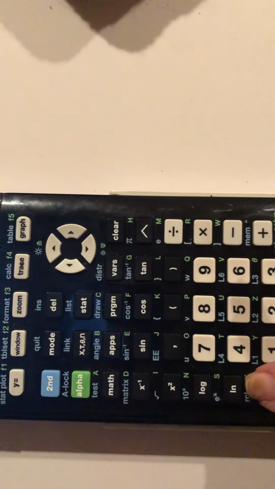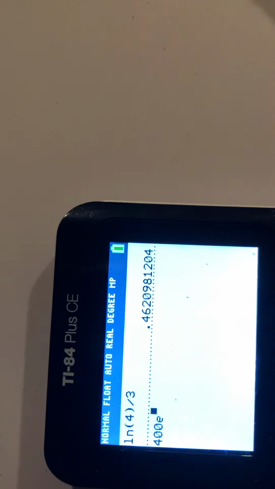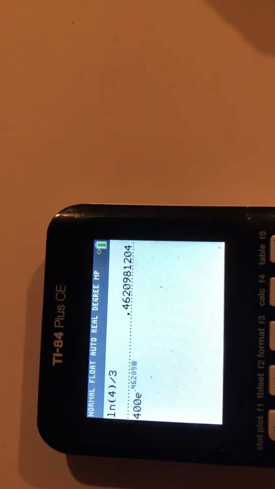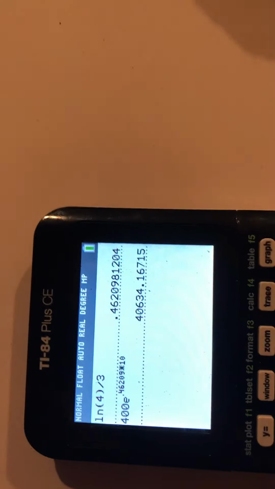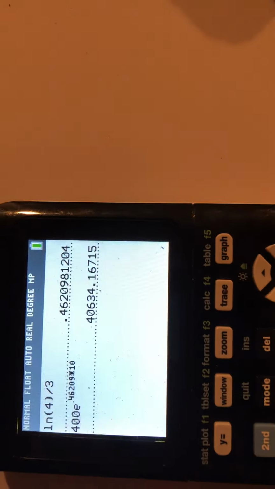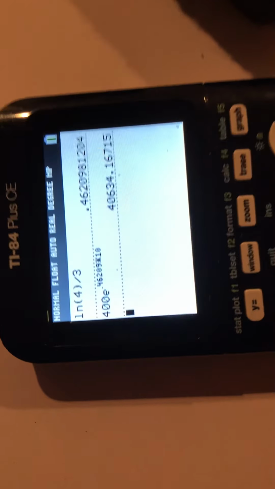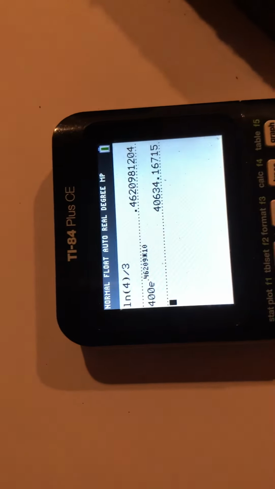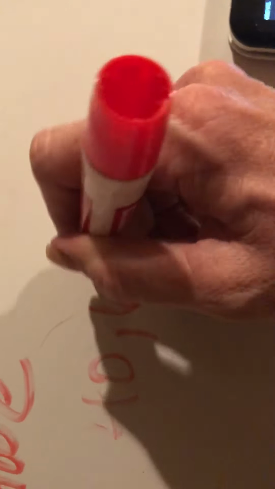So 400, remember how to find your E on your calculator. You hit second and the ln key. That gives you that on the calculator. Then you put in your 0.46209 as your K, times 10, because we want after 10 years, and we get that. And so it's going to be about 40,634.